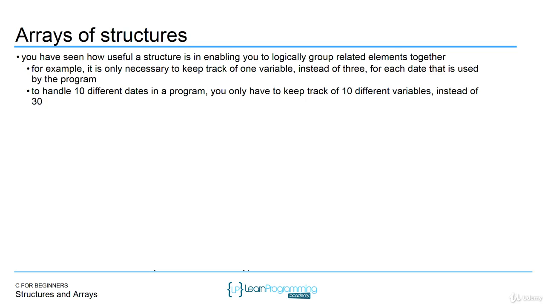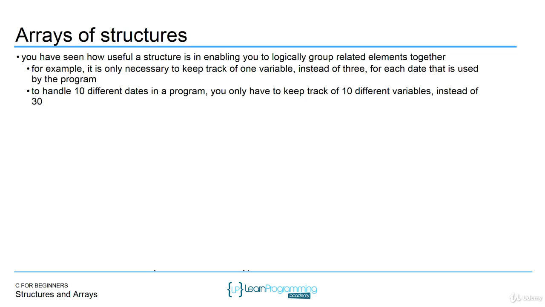So you've seen how useful a structure is in enabling you to logically group related elements together. We know how to define a structure with different elements using the struct keyword and a tag name, and we also know how to create a variable of that type, because a structure is essentially a new type of data that you can use. And then you can access elements of a struct using the member selection operator. Well, what if you want to create multiple structures inside of an array?